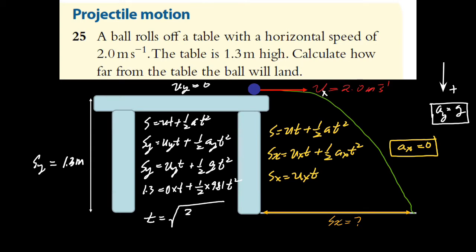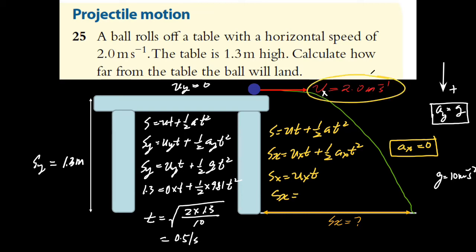T equals the square root of 2 times 1.3 over g. For g, let us use 10. That gives us 0.51 seconds. Now let's plug into the range formula. Sx equals the initial horizontal velocity, which is 2, times the time taken, 0.51. So Sx equals 1.02 meters. To two significant figures, 1.0 meter.